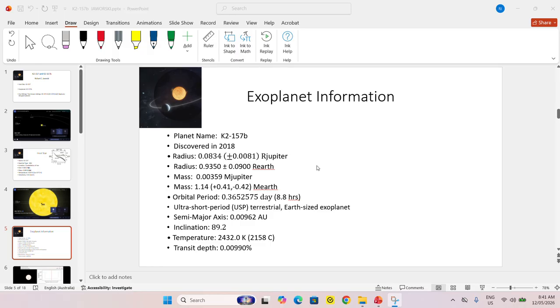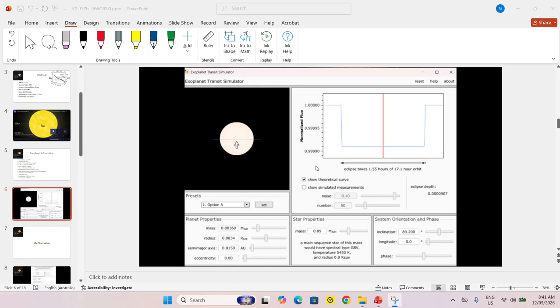Orbits very close to the star. Its semi-major axis is 0.00962 astronomical units. The inclination is 89.2, and it's a very hot world. The temperature is 2432 Kelvin, which equates to 2158 degrees Celsius. And the transit depth is very shallow, being 0.00990%.